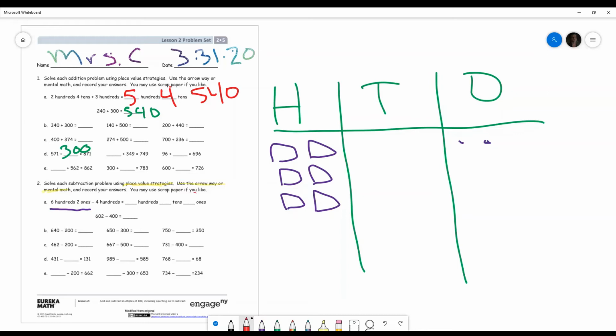So look at the hundred spot and you're going to cross out 400s. And we have no ones to take away and no tens. So our answer would be 202, because we have 0 tens and 2 ones. So we have 200s, 0 tens, and 2 ones.